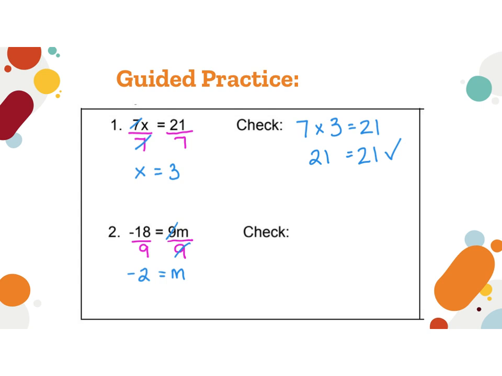Next, we will plug negative 2 in for m in our equation. Negative 18 equals 9 times negative 2. 9 times negative 2 is negative 18, so we know we solved this correctly.